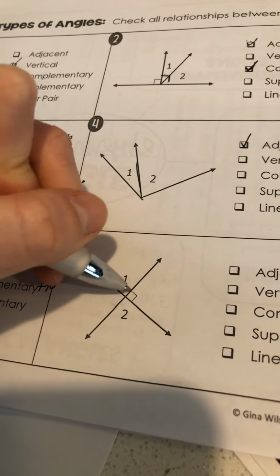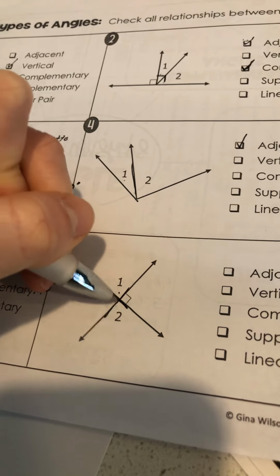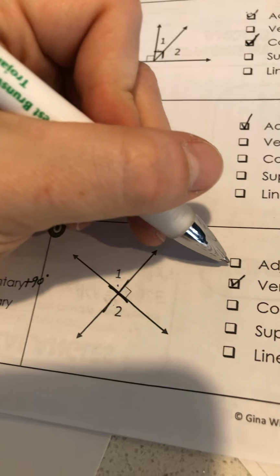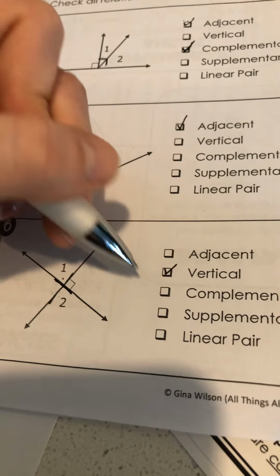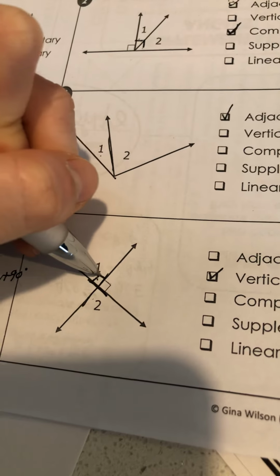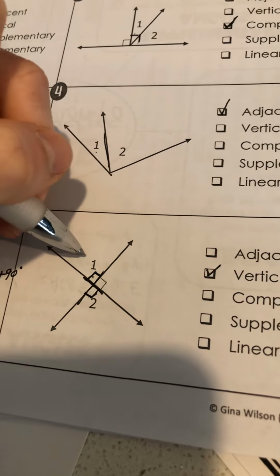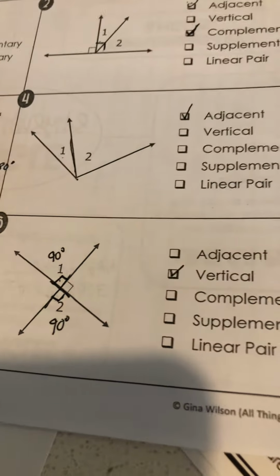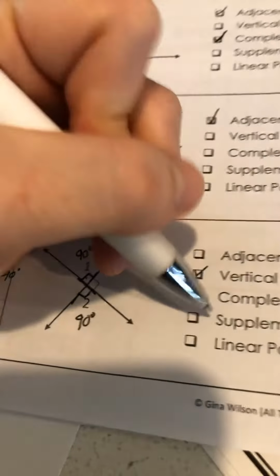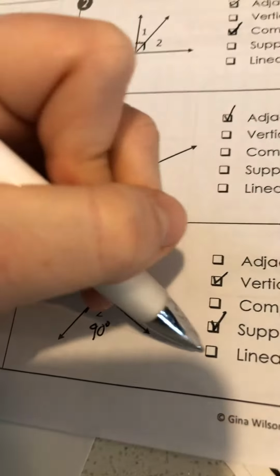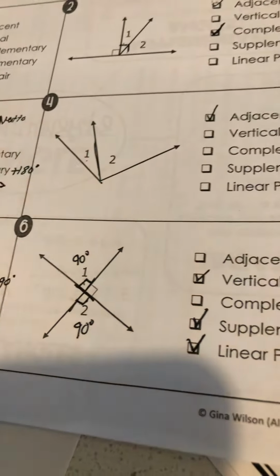So 1 and 2 are made by the same lines across from each other. They are vertical. They do not share a side, so they cannot be adjacent. Let's see. If this one is 90, that means this one has to be 90, and this one as well. If they're both 90 degrees, what do they add to equal? That's right, 180, so they're supplementary, which makes them a linear pair, because if we put them next to each other, they'd be a straight line.